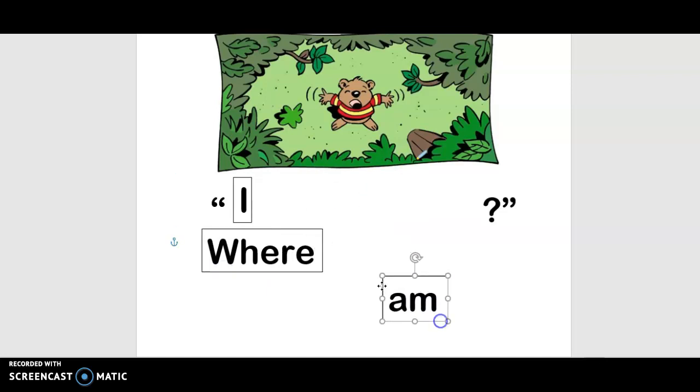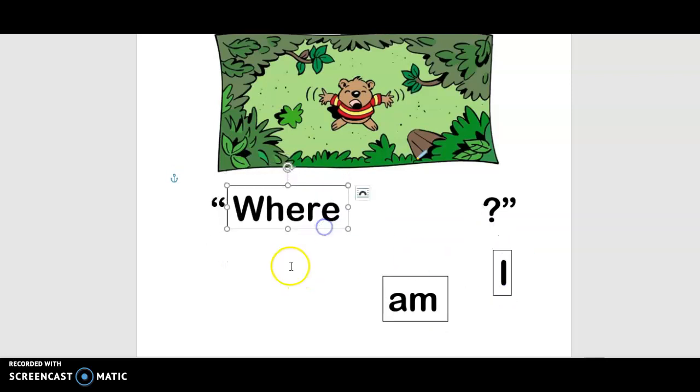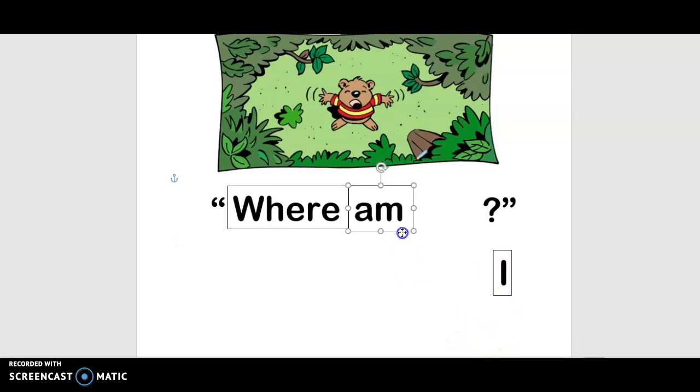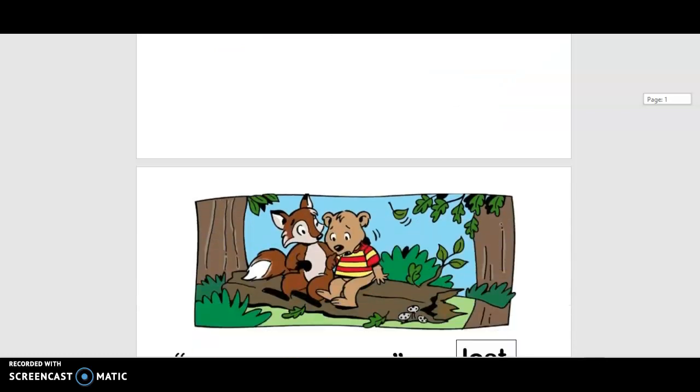Let's see if I can move these around. Where? So if he's asking a question that starts with the word where, I wonder what it could be. Where I am? No, that doesn't make sense. Where am I? Good. Let's use our character voices now to try to say this sentence. Where am I? Remember, look at Little Brown Bear. He's yelling up to the sky with his eyes closed. Where am I? You try. Good.